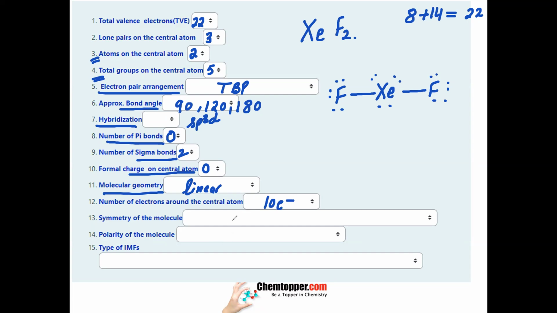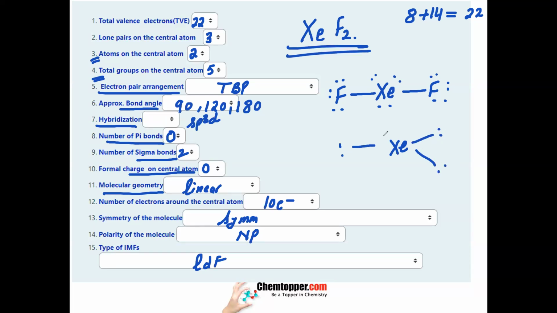Symmetry of the molecule, symmetrical. Polarity of the molecule, non-polar. Type of the IMF, only LDFs. This is not ionic. That's why it is non-polar and LDFs are there. The electron geometry is trigonal bipyramidal, and the lone pairs are in a trigonal planar arrangement, which is very symmetrical. The sum of all dipoles will cancel out.